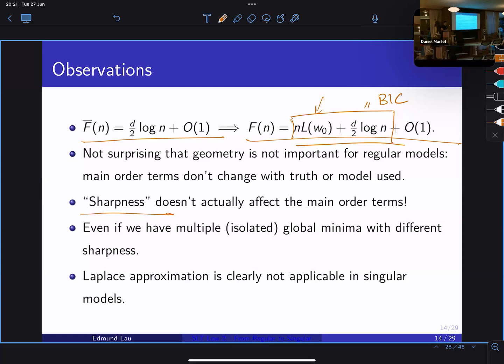Even if we have multiple isolated global minima, multiple bowls all touching zero, they may have different curvature for each of those global minima. You can apply Laplace approximation to each of them. The one with the sharpest would contribute the most, but it doesn't affect the leading order term, which is still d/2 log n. The widest one contributes the most. Yes, correct. Between the two, obviously the wider one contributes more to the partition function. Thanks for correcting me.